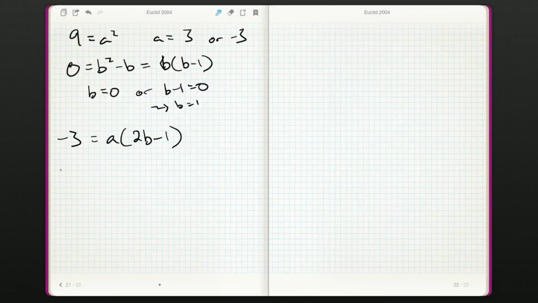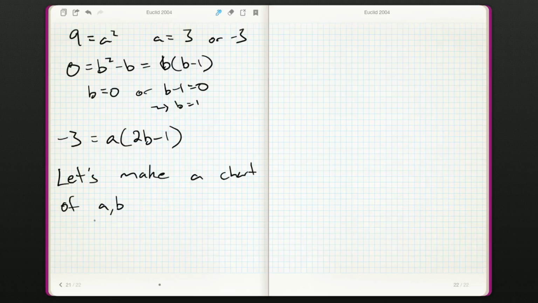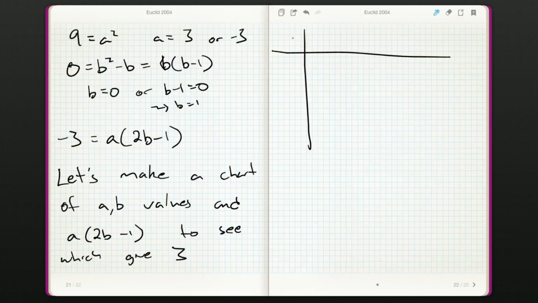Okay, so I think the easiest thing to do is just let's make a chart. It's the written one, so I've got to explain what I'm going to do. A chart of A, B values and a(2b minus 1) to see which give negative 3. So I'm going to have my A's here, my B's here. So my A's could be 3 or minus 3. My b's could be 0 or 1.